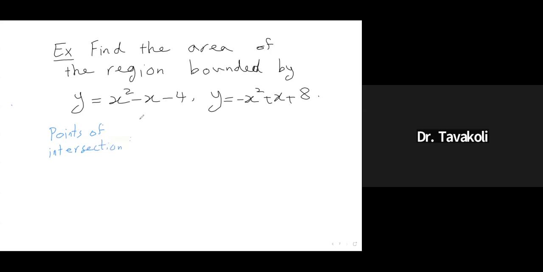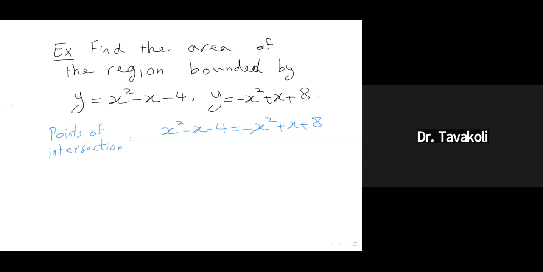Meaning that I set these two functions equal to each other and solve the corresponding equation. x squared minus x minus 4 equals minus x squared plus x plus 8. This is a quadratic equation, right? Let's move everything to one side.